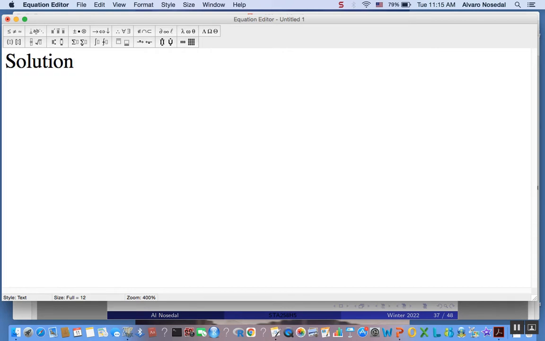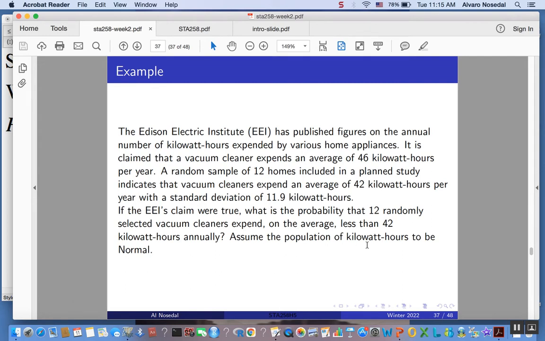So, solution. We want the probability that x bar, meaning the sample mean, is less than 46. Okay? That's what we want.